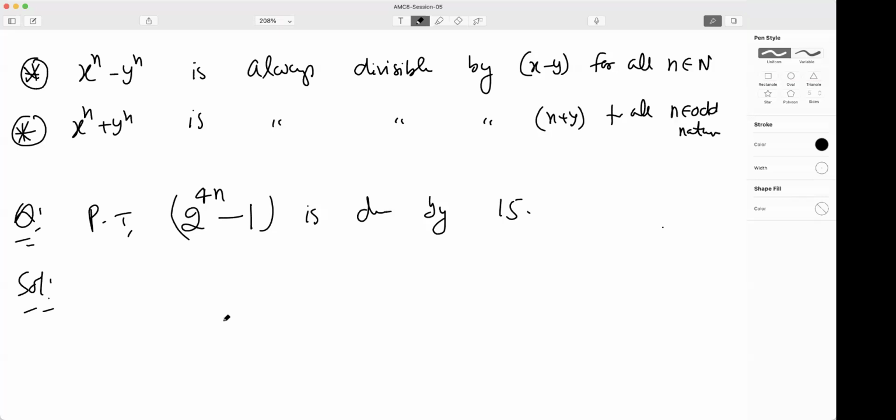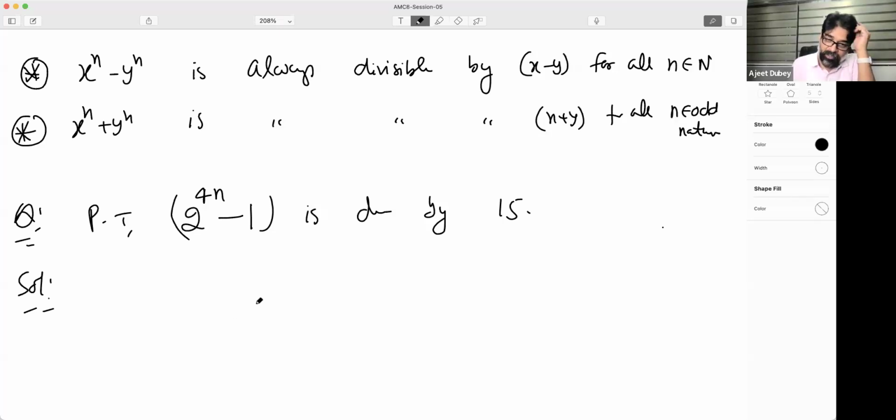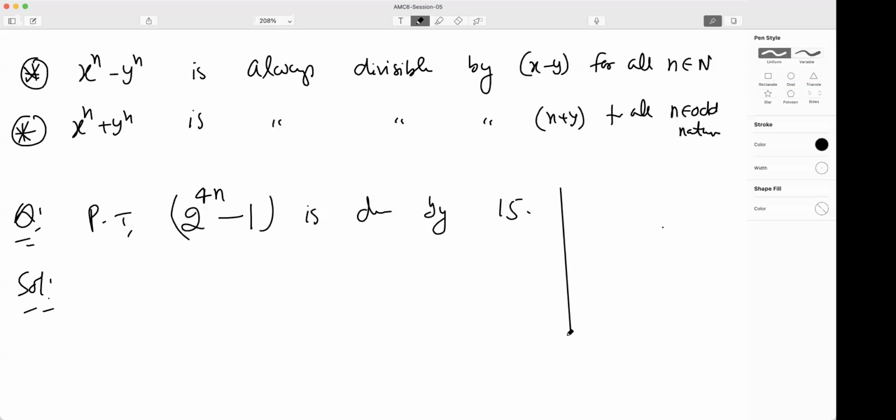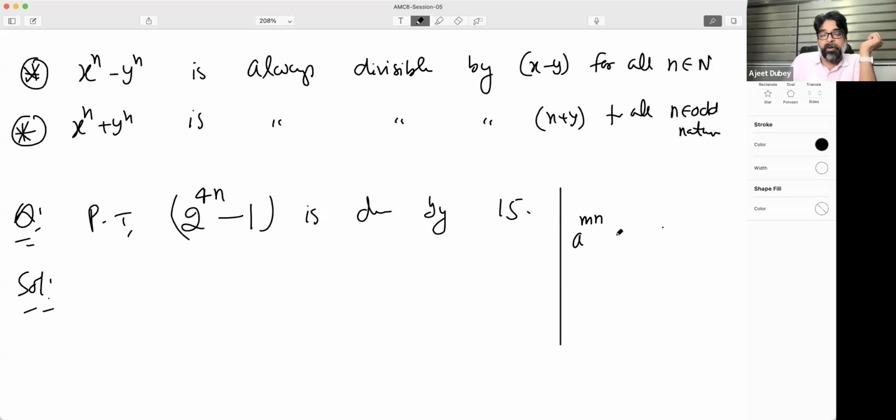Sir, can I say? Yeah, please. Sir, we can write 2 raised to 4n as 16 raised to n. Yes, correct. Then we can write 16 raised to n minus 1 raised to n, divisible by 15. Very much correct. Suppose a power mn, the property of exponent says you can write it this way also.